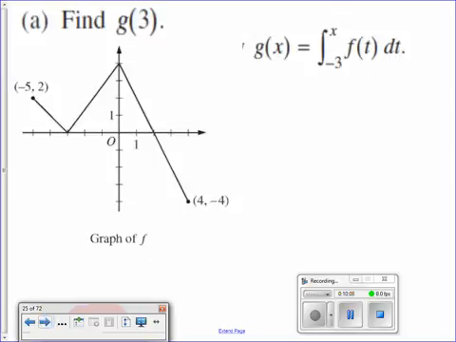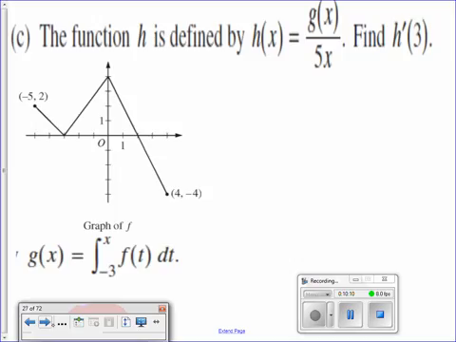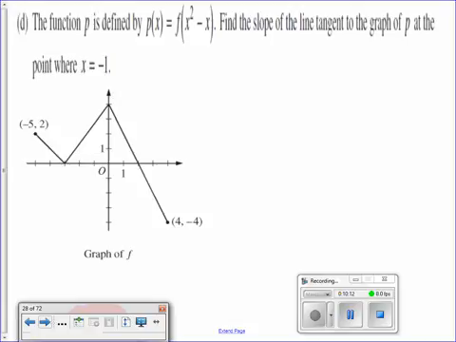2014D, and this is one of those accumulations. So the function p is defined as p of x equals f of x squared minus x. Find the slope of the line tangent to the graph of p where x equals -1. What does this mean? Find the slope of the tangent to the graph of p at the point. Yeah, so we have to find p prime of -1.